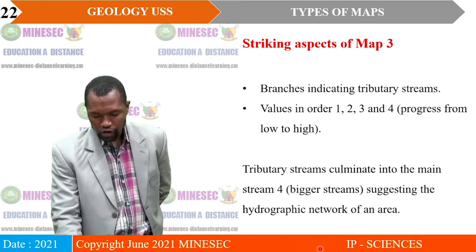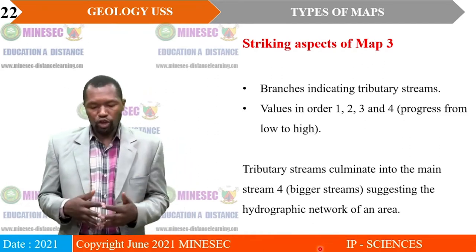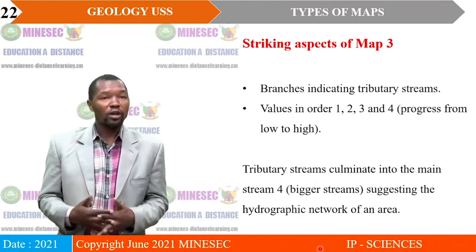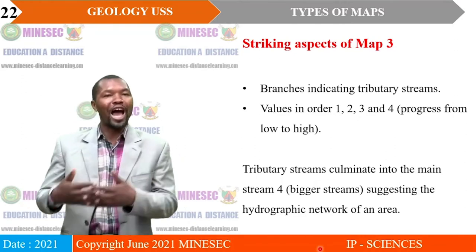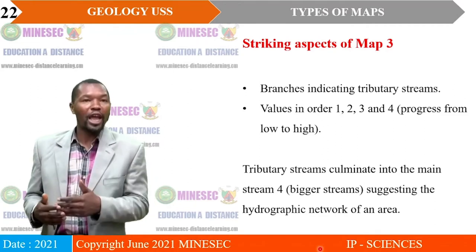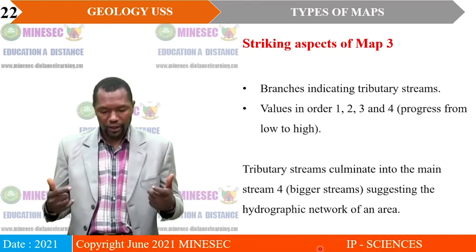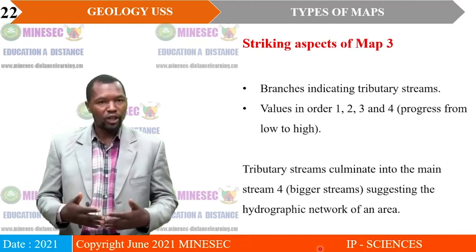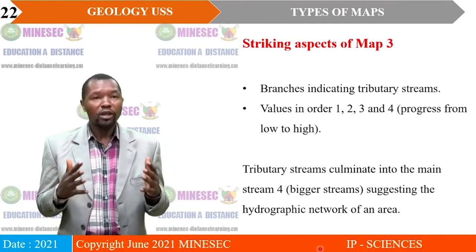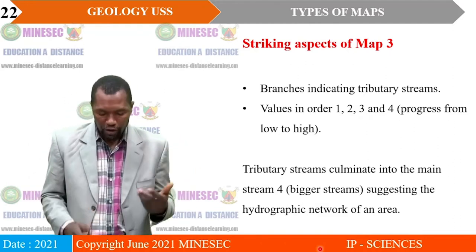So the striking features on map 3 will include branches which indicate tributary streams. Then values 1, 2, 3, and 4, which represent the progress from low to high. Therefore, tributary streams cumulate into the main stream 4, which is the what? The bigger stream. Therefore, this suggests the hydrographic network of the area. So, this hydrographic network, therefore, helps us to know that the map represents the hydrology of that area. So, that guides us to what?